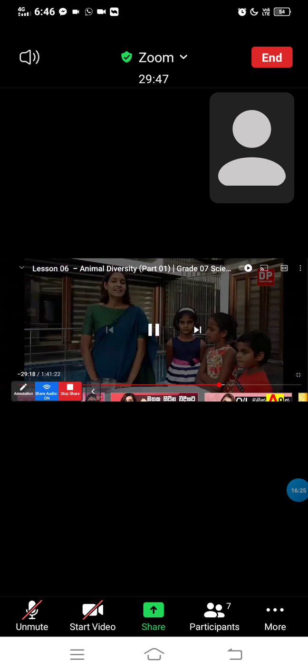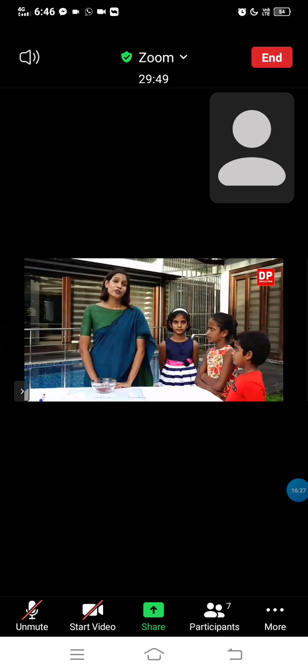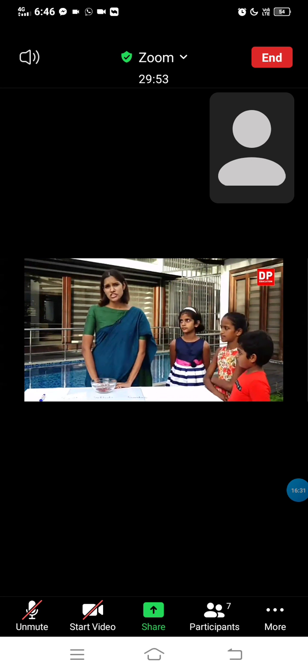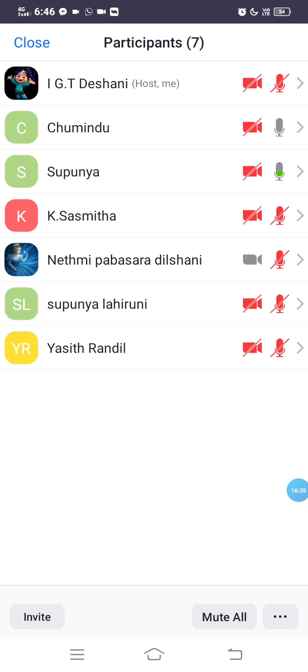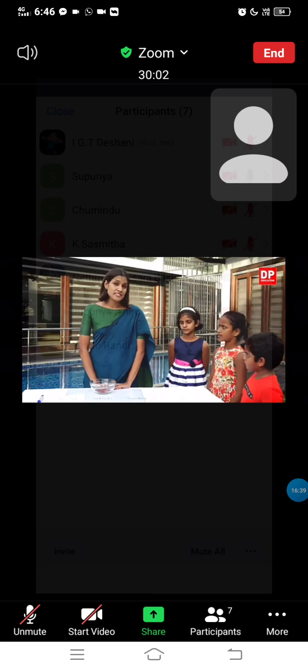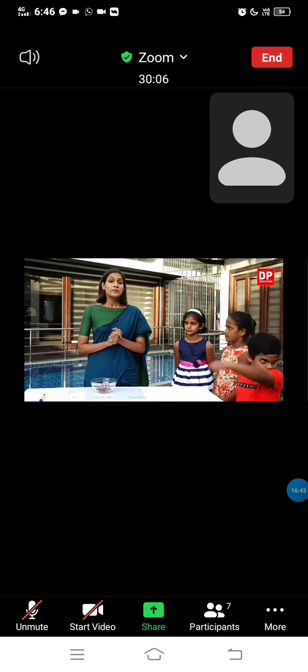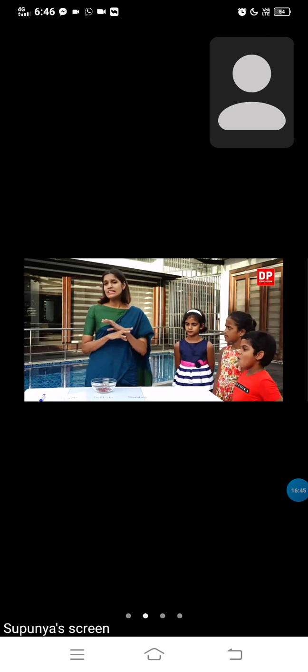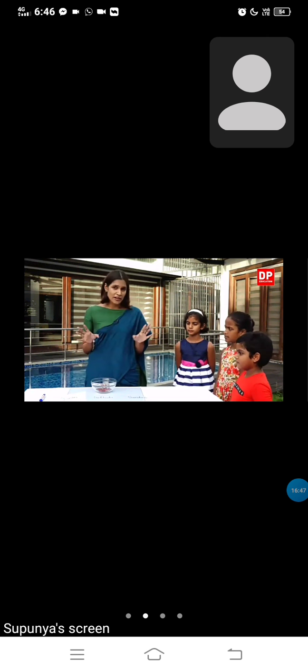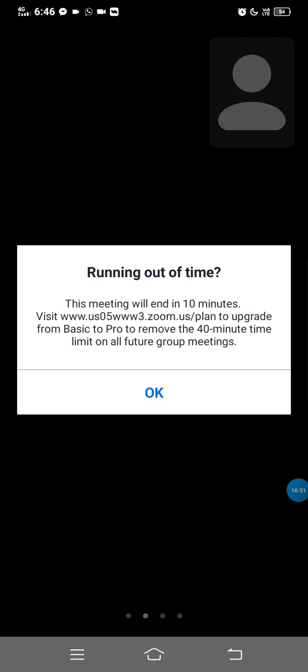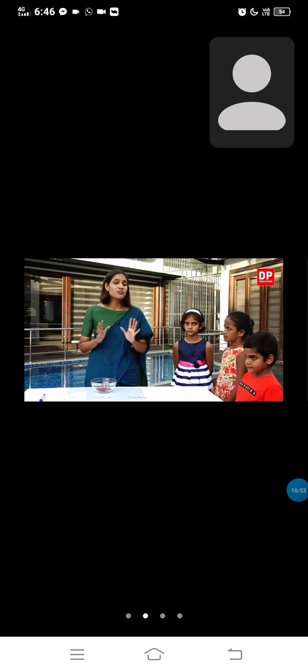Now we are going to do a very interesting activity to study what camouflage is. Can you all see the animal? Why is that, children? Because the body color of the animal blends nicely with the environment. So that is known as camouflage. So we are going to do this activity to study what camouflage is.